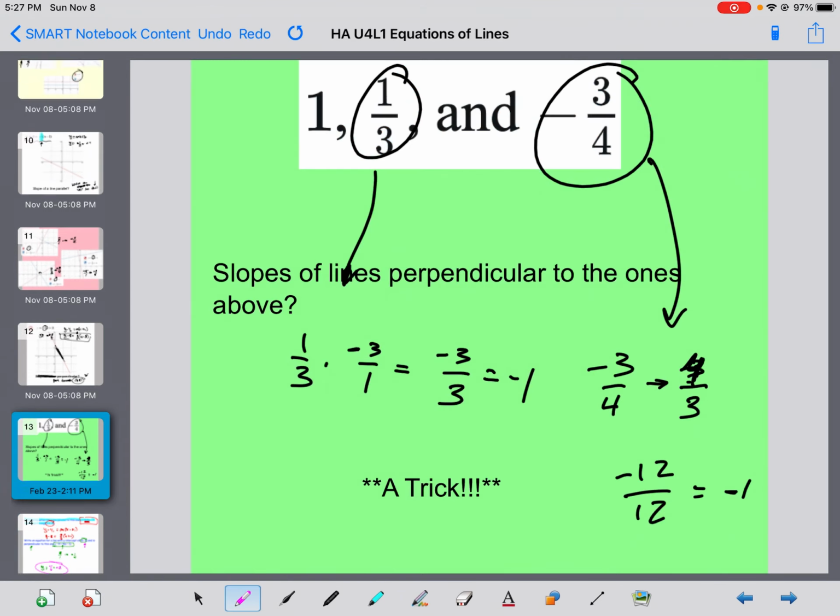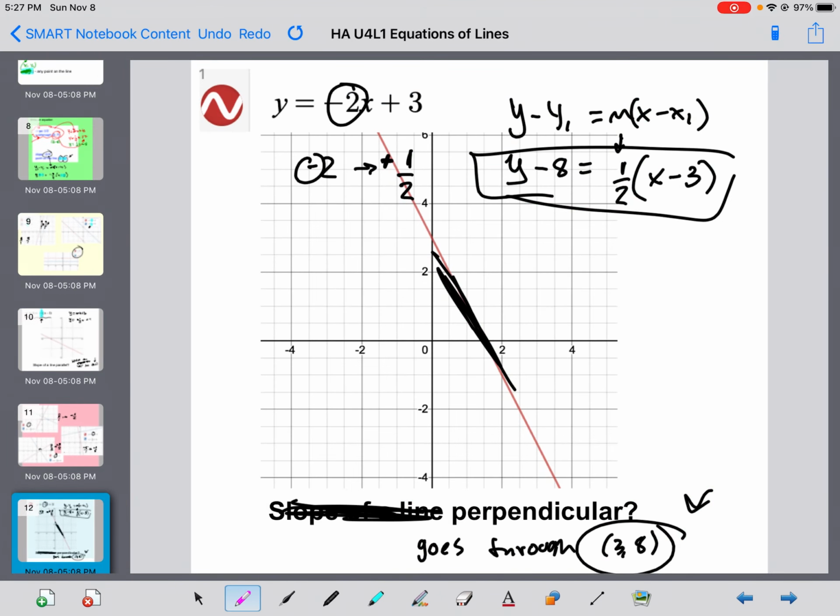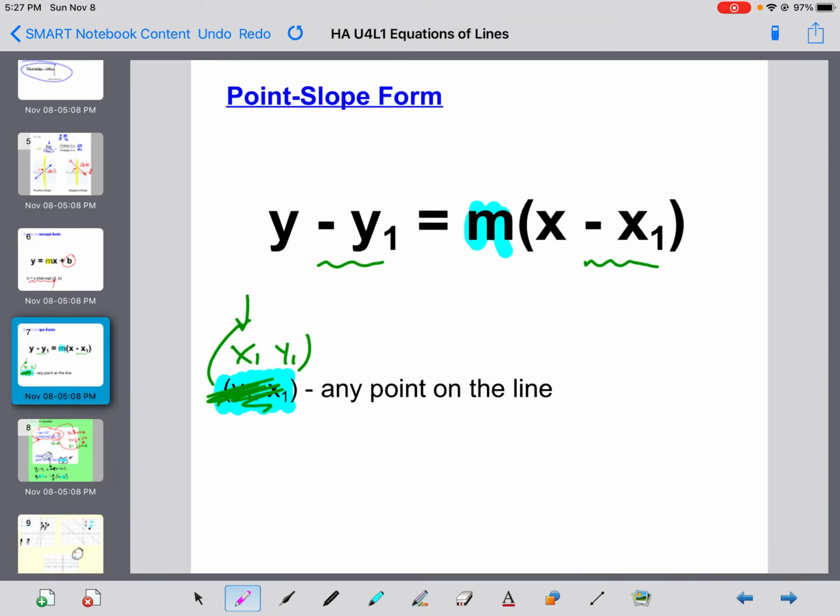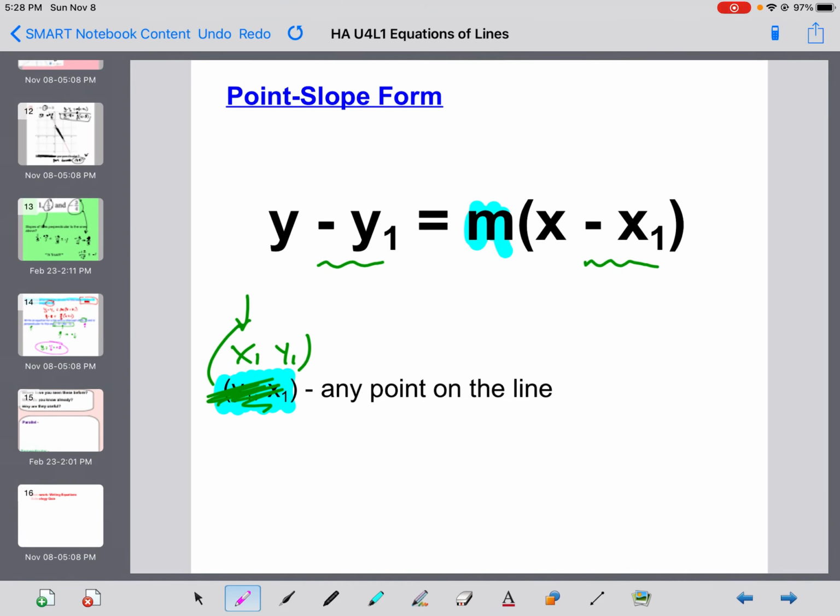So again, just to recap, focusing in on slope, focusing in on intercepts, and then maybe even writing a few point slope equations. There is a homework quiz online.